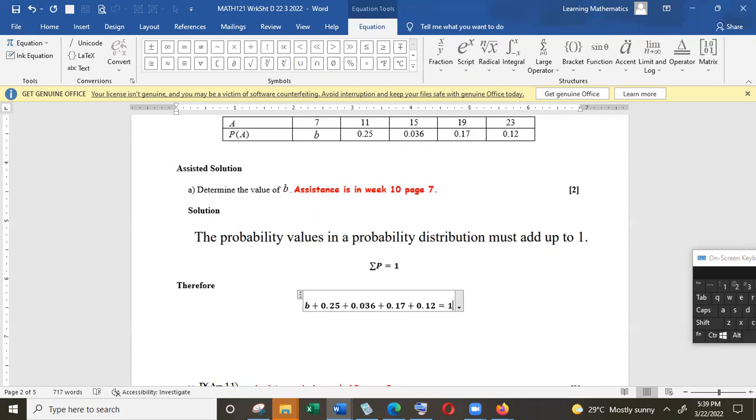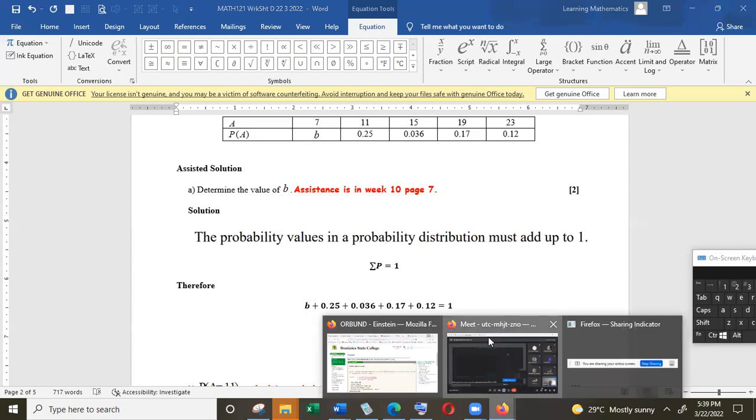Again, it says determine the value of B. B is a probability value. The rule is that the probability values must add up to 1. Symbolically, the total of P is equal to 1. The total of P means you have to add up all the P values, and this must give you 1. So therefore, now we have an equation with B in it, and we can use this equation to solve for B.